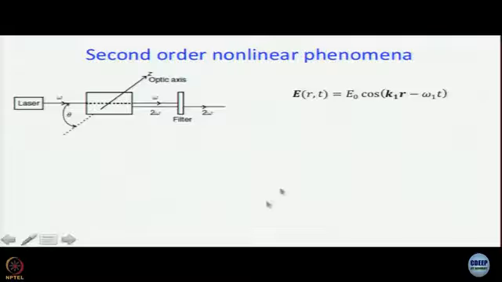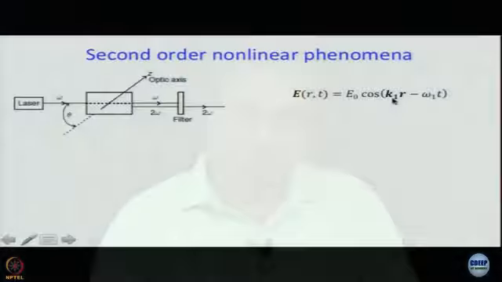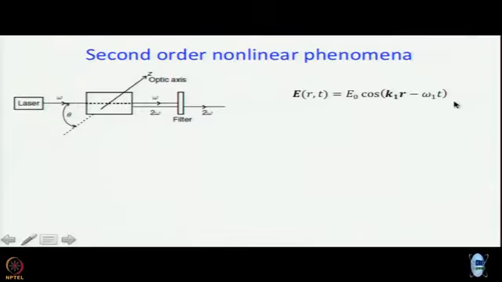Here once again we proceed with a simple description of the system. The electric field of light is a function of position as well as time. That r that we have written, remember, anything that is in bold is actually a vector. The electric field is a function of position and time, and it is given by E0 multiplied by cos of (k1 r minus omega 1 t). What is omega 1?